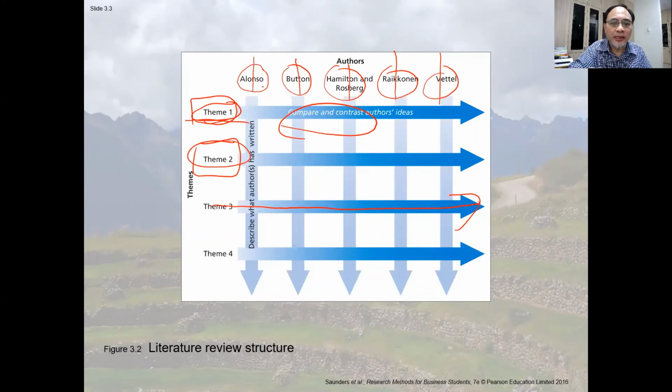So that's why I do not agree so much with sequential. Sequential means in the literature review you describe Alonso's finding, then you go to Button, then you go on. This is sequential. Okay, it's not a good practice. It is useful for, for example, a historical perspective, but when you go down to looking at the research gap or the research issues, what you need to do is compare and contrast.